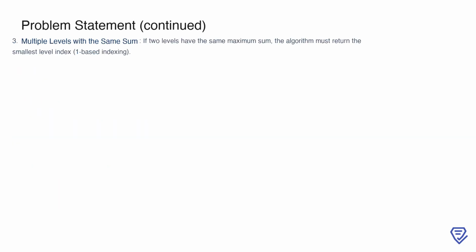There are a few important constraints and edge cases to keep in mind. The tree can have anywhere between 1 and 10,000 nodes, and node values can range from -100,000 to 100,000. The algorithm must handle trees with negative node values and correctly identify the level with the least negative sum. Additionally, if multiple levels have the same maximum sum, the algorithm must return the smallest level index in 1-based indexing. These considerations ensure the solution is robust and handles all scenarios effectively.